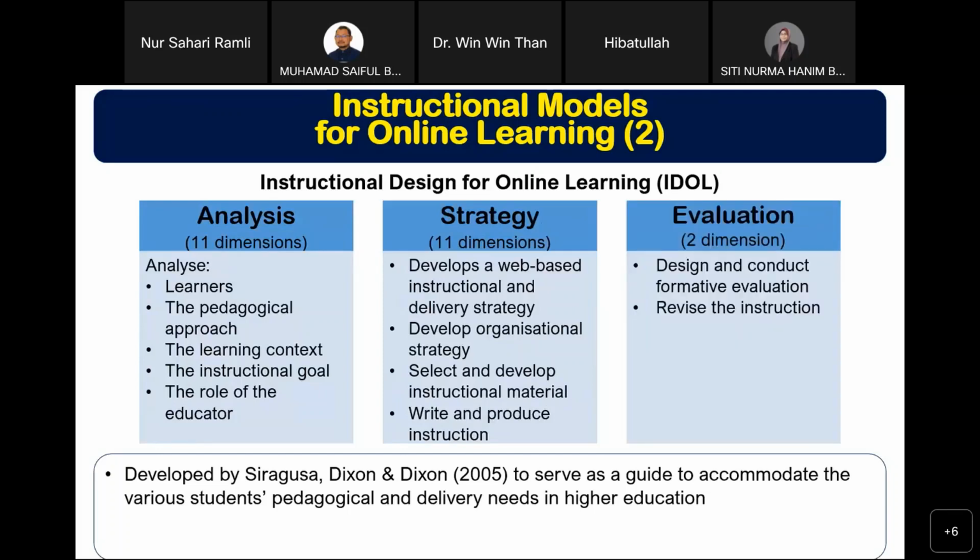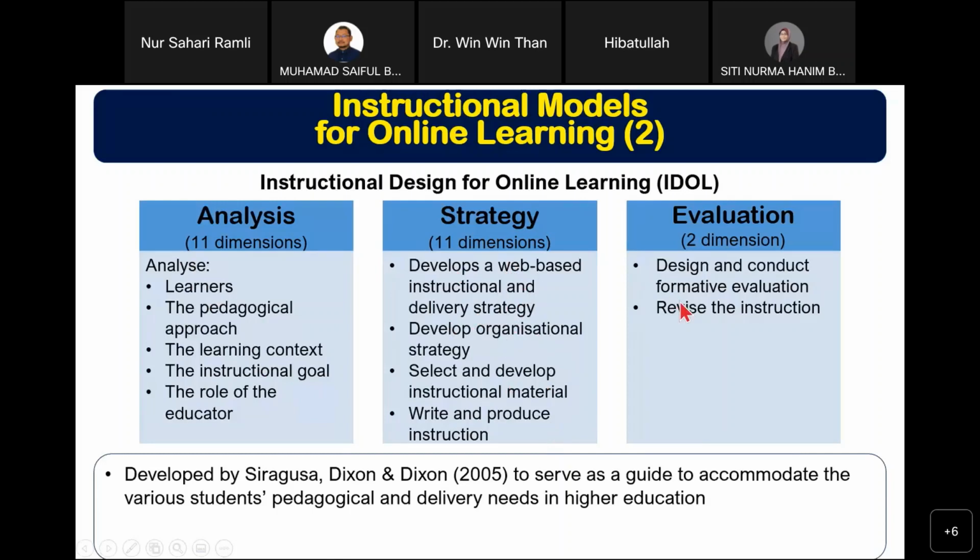For analysis, there are 11 dimensions. The one that is listed here is not actually the dimensions, but the list of components that have to be analyzed before creating the tool. Whereas for strategy, there are 11 dimensions included in there. The creator has to think of how to develop a web-based instructional and delivery strategy, as well as thinking about the organizational strategy, and also pick the material. And finally, they need to write and produce the instruction based on what has been designed.